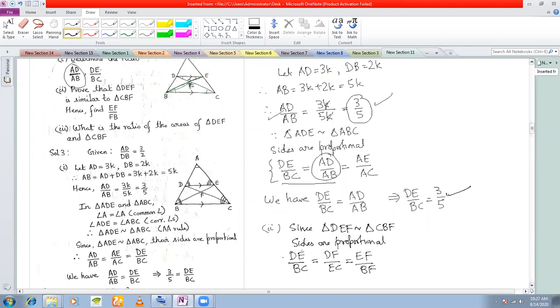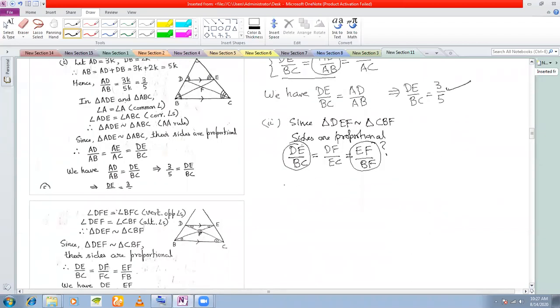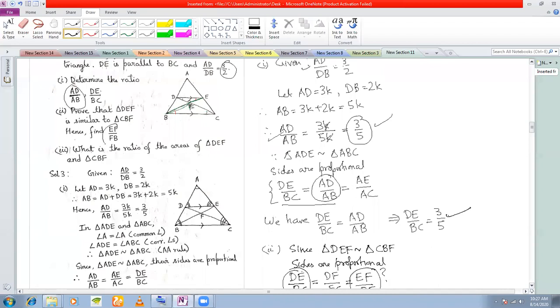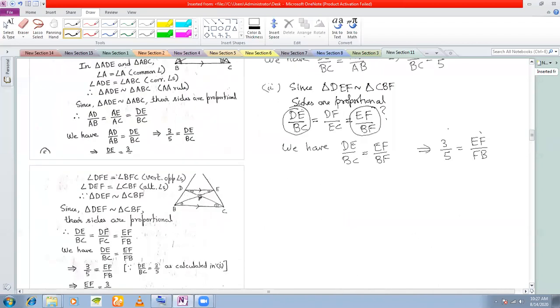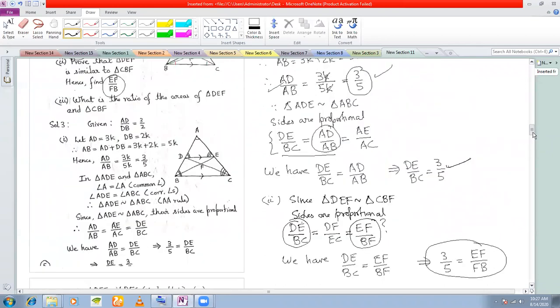Which ratio do you know? DE by BC ratio, that means this ratio you already know. You need to calculate EF by FB. So obviously you will consider DE by BC is equal to EF by BF. And DE by BC we already know to be 3 by 5. So 3 by 5 is equal to EF by FB or BF. So what is the ratio EF by FB? You have calculated here 3 by 5. So the second part is also done.